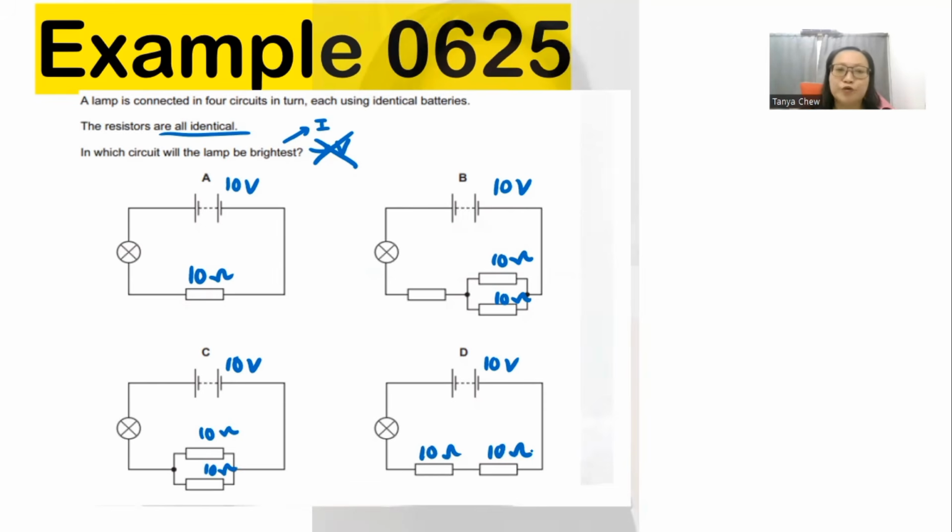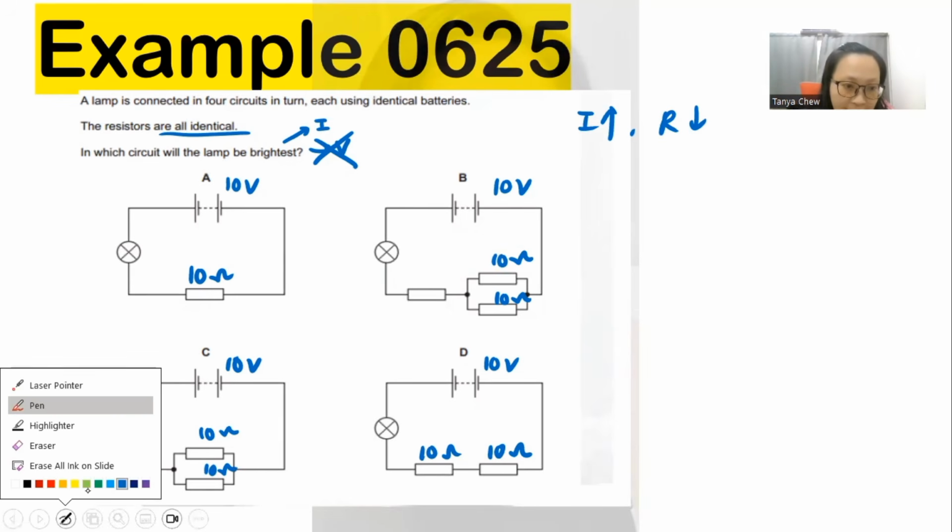So now you know that current and resistor, they are enemy. If you come, I won't go. So if current increases, that means resistance has to decrease. So you need to find the smallest total resistance that gives you the highest current. So in conclusion, the lamp will be the brightest.